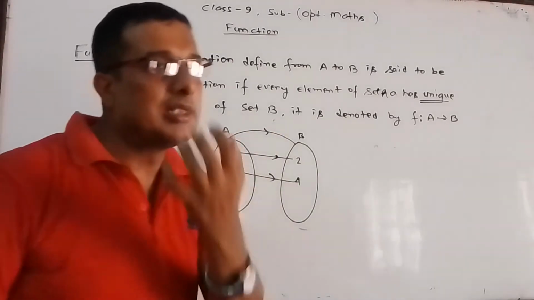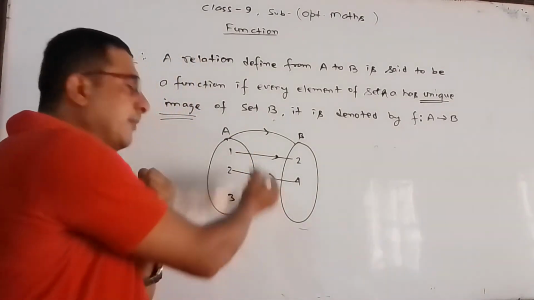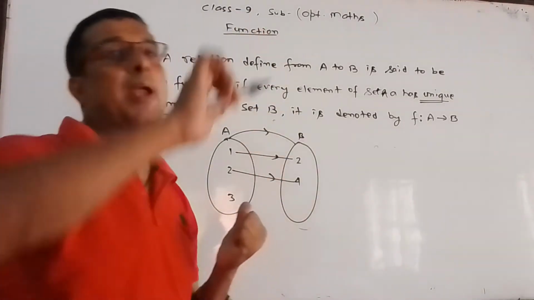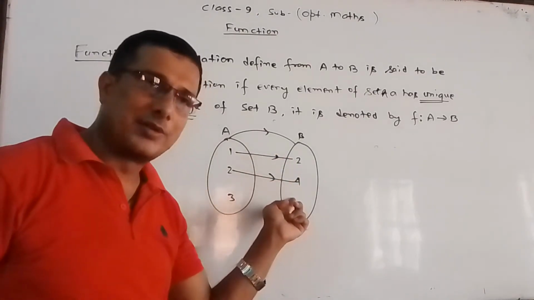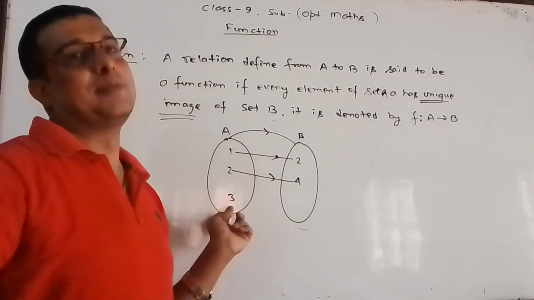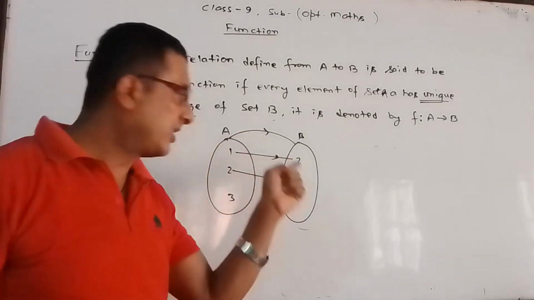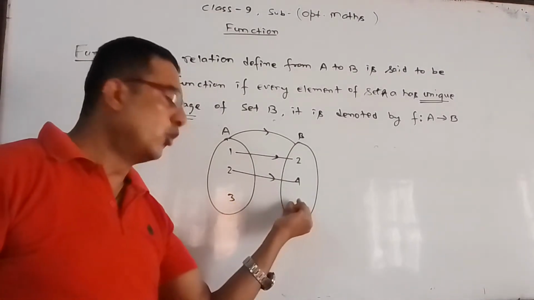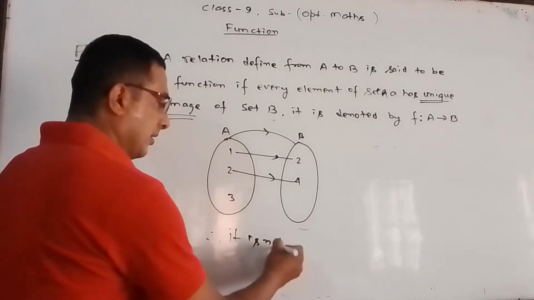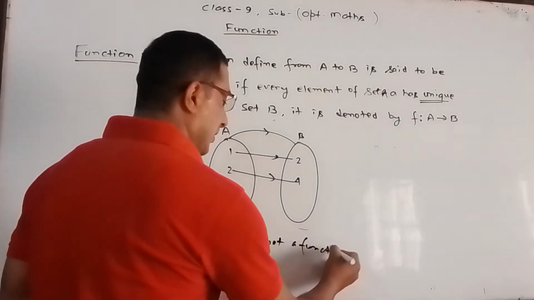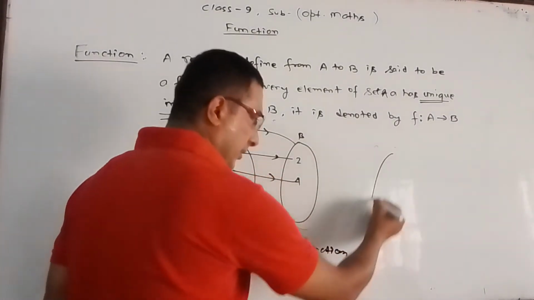It means every element of set A must be mapped. So 1 maps to 2, 2 maps to 4, but 3 has no image. 1 has image 2, 2 has image 4, but 3 has no image. Therefore, it is not a function. Is that clear? Again, other examples.